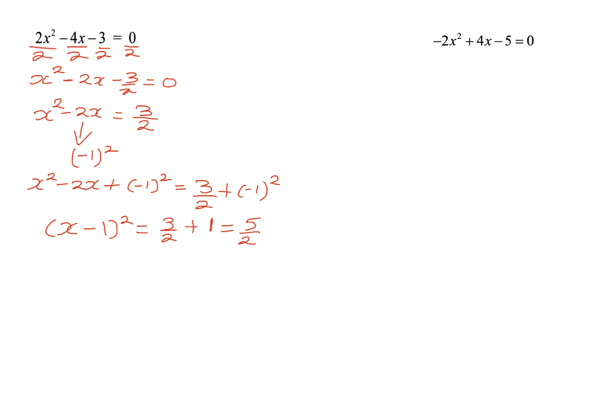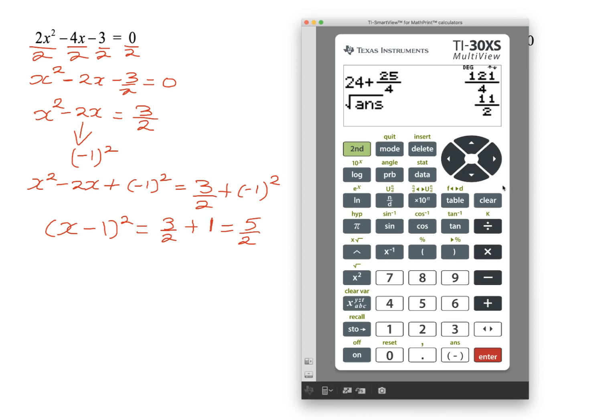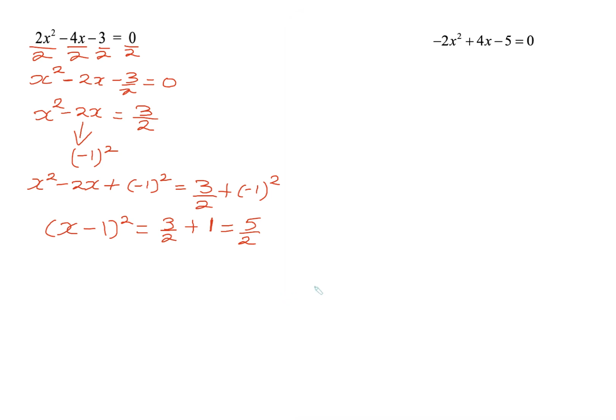But again, if you don't like fractions, because I know a lot of students don't, just get your calculator, and then you take 3 over 2 and add it to 1. You get 5 over 2. So I have x minus 1 all squared equals 5 over 2. Remember, I have to take the square root of both sides.